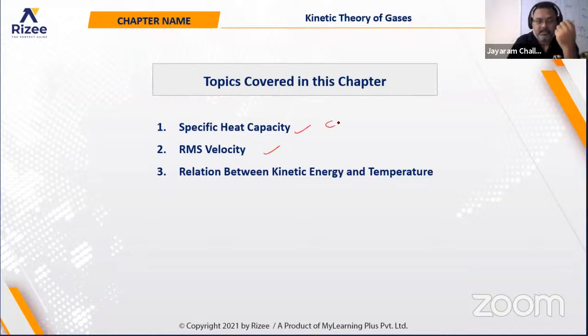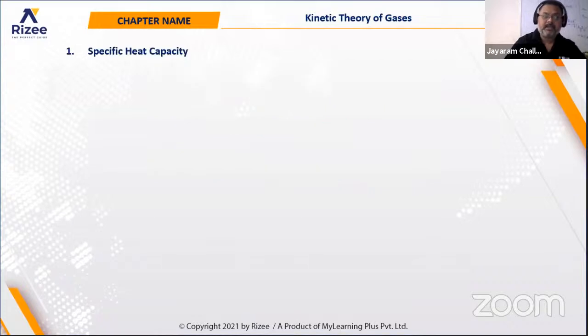Specific heats, in the sense, you will be going through the CP, CV relations and the relation between them and the RMS velocities and the different types of velocities. Next one, the relation between the kinetic energy and the temperature. So these are the very important things in this particular category. Now coming to the first part, we'll be going for specific heat.